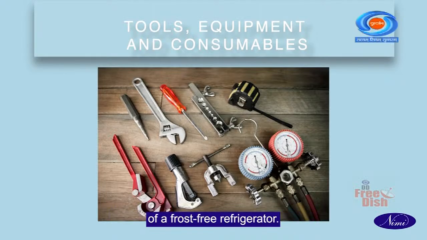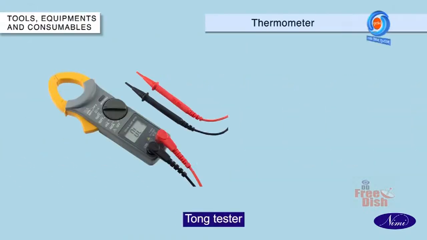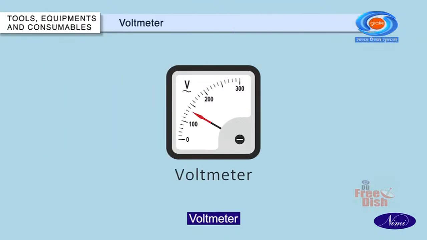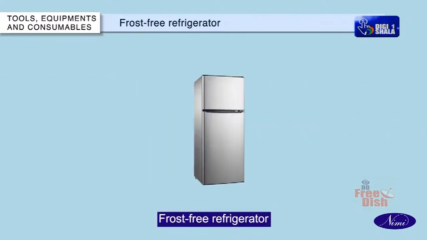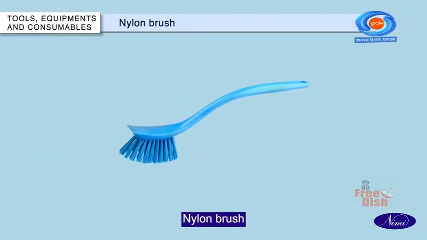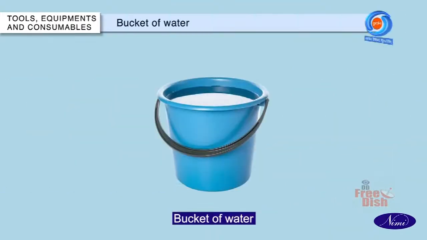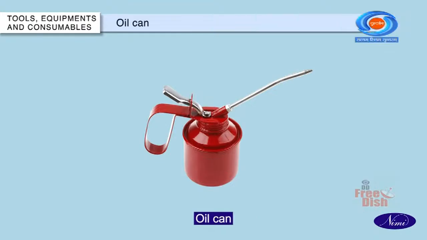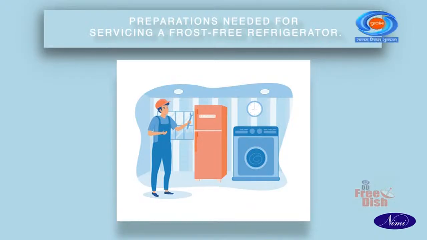Let us now take a look at the tools, equipment, and consumables needed for servicing of a frost-free refrigerator. Tools, equipment, and consumables. Thermometer, tongue tester, voltmeter, screwdriver, cutting plier, frost-free refrigerator, a small air blower, nylon brush, clean cloth, mild detergent powder, bucket of water, oil can. Now, let us see the preparations needed for servicing a frost-free refrigerator.